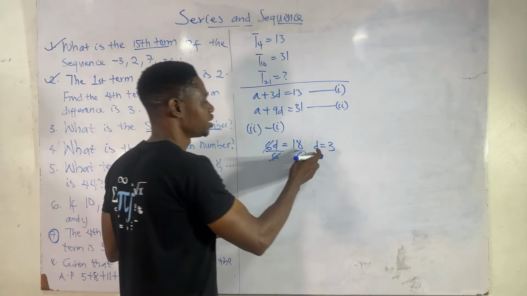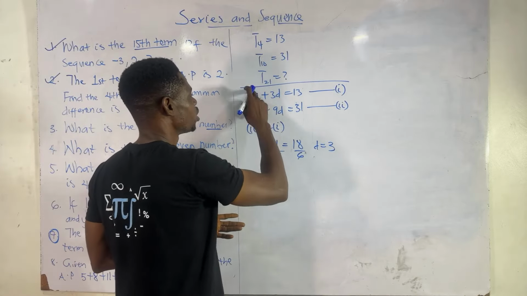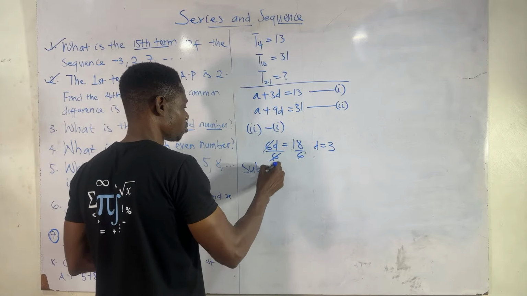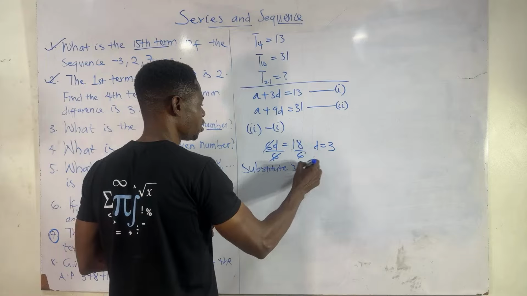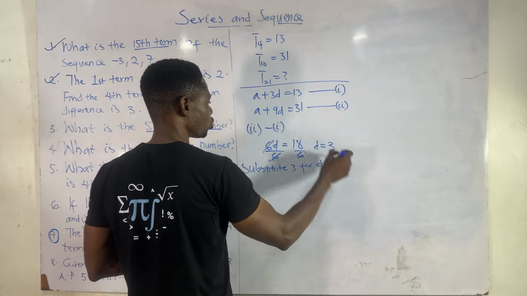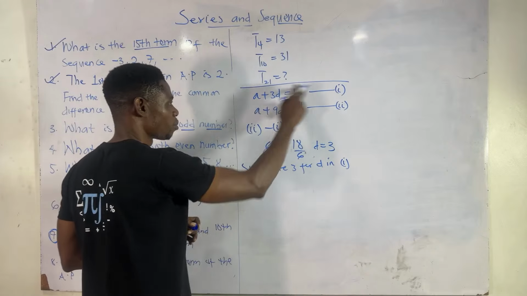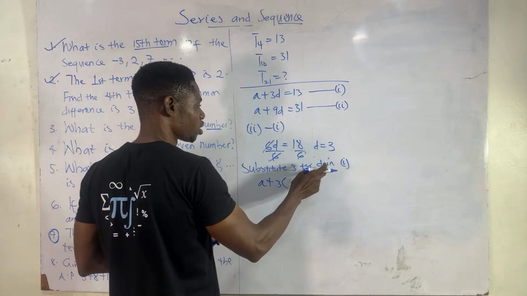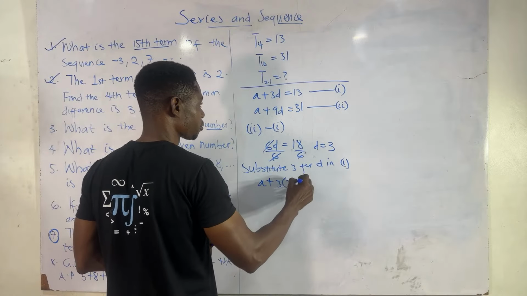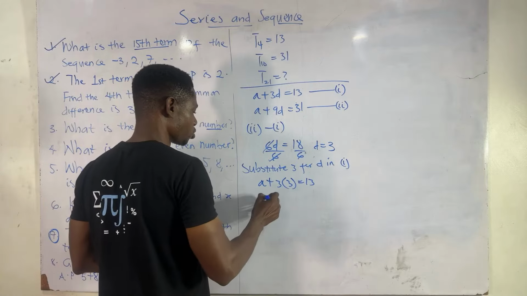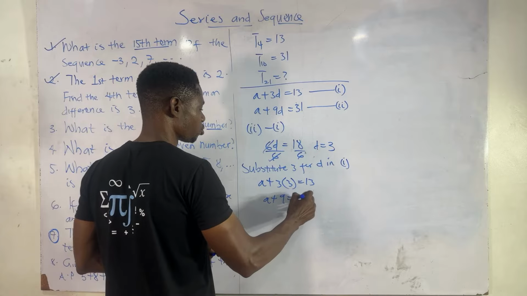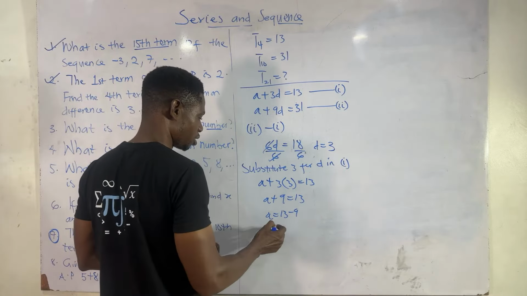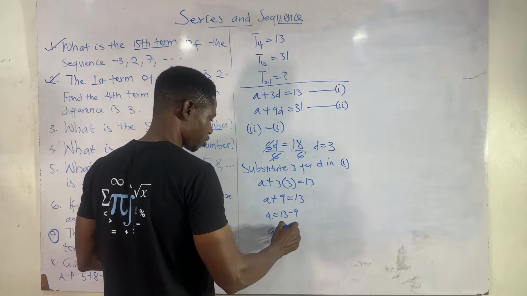Okay, now that we know what d is, 3, we can bring d into any of these equations to get a. So the language is this: substitute 3 for d in equation 1. Any one of your choice, but I prefer 1 because it looks easier. So from equation 1, we have a plus 3d. Instead of d now, we'll put what? 3 there, equal to 13. So a plus 3 multiplied by 3, 9, equal to 13, right? So a equals 13 minus 9. We know that already, and a is equal to 4.